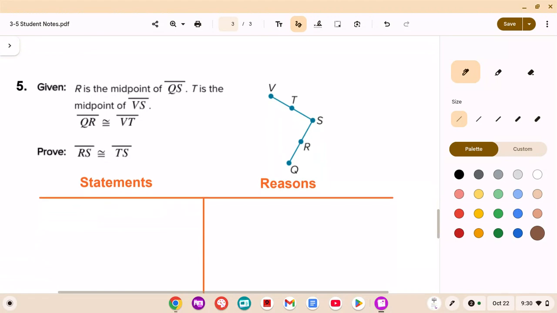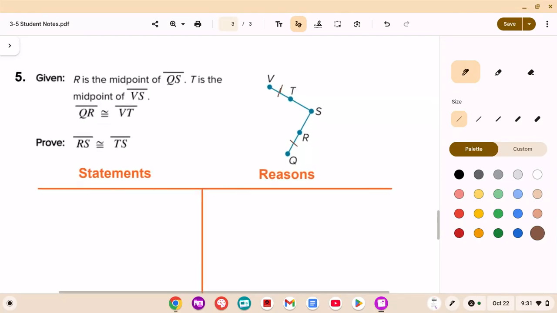Okay, not the end of the notes though. We got one more problem. Last one. So they say R is the midpoint of QS. QS is over here, so R is the middle of that. T is the midpoint of VS. And then they say QR is congruent to VT. Okay. So that's a lot of given, but yes, we do need to write this stuff down. So I'm going to go ahead and do that.